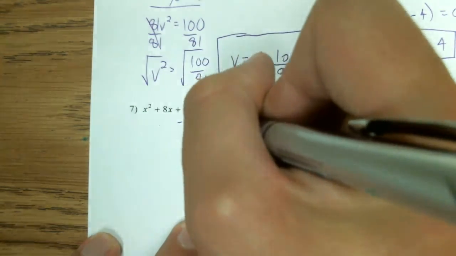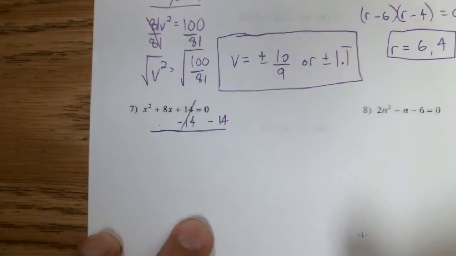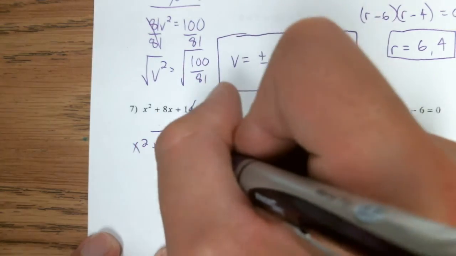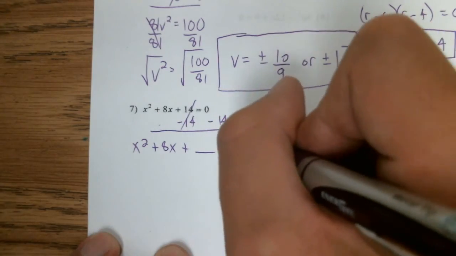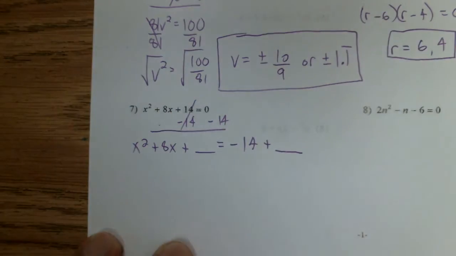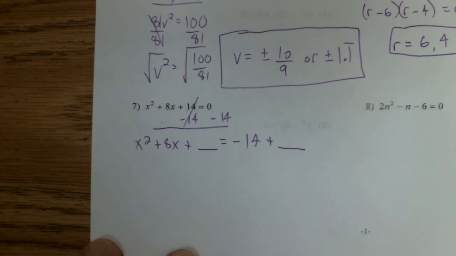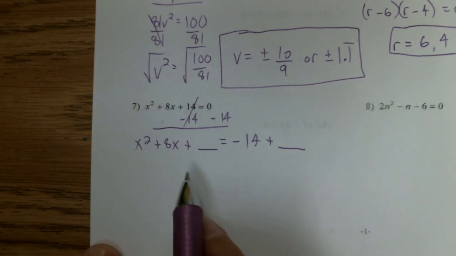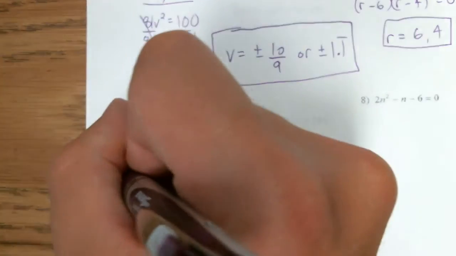Step 1 is to isolate the constant. Let's move this 14 to the other side. So I have x squared plus 8x, here's the blank, plus blank is equal to negative 14. Here's another blank. I have two plus blanks on the left and the right. Step 2 is make sure the leading coefficient is 1. It is. Step 3 is take half of b squared, half of b squared.